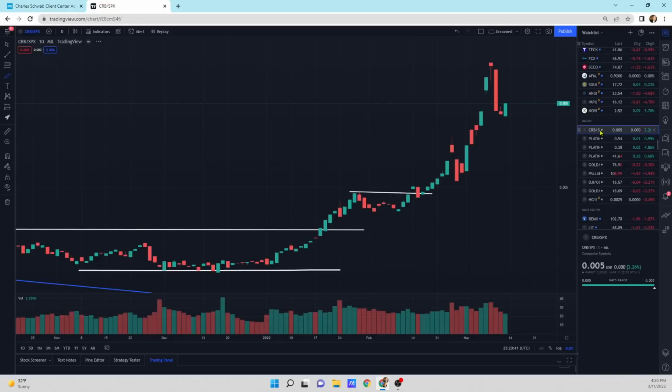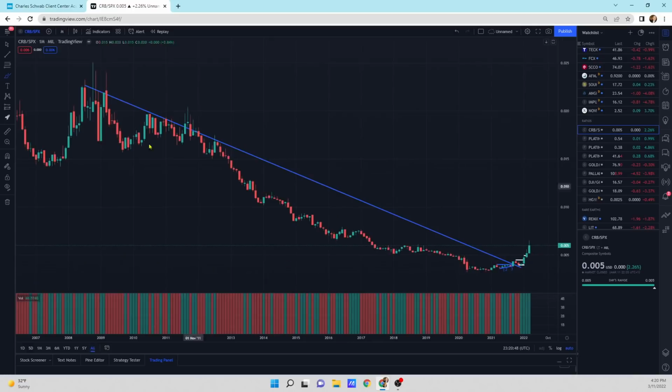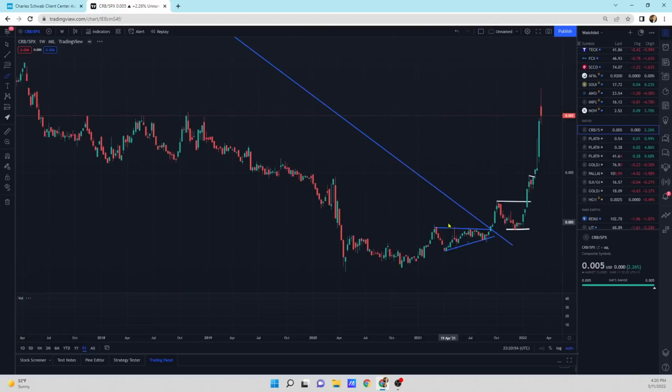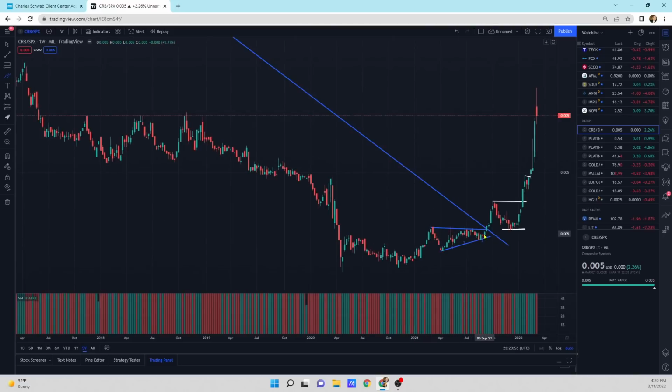Wow. Here's the CRB to S&P 500 ratio. Big picture view. Big long-term downtrend. We've broken that, and we've been rocketing higher. If we zoom into it, we've got a consolidation break. This is now in an uptrend line, and you can see this thing just started rocketing higher.